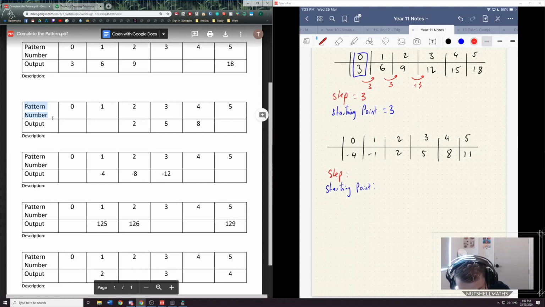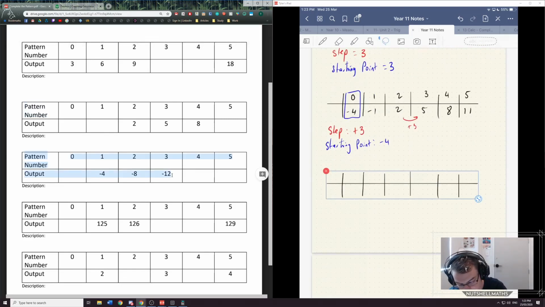Sheepy, we're going up by 3, good. So our step is +3, and I like how you put the plus. And our starting point is -4, and we can see that here. And we can see our step is going up by 3 each time. We good? Good. Let's look at this one.